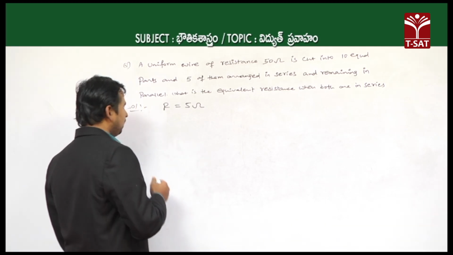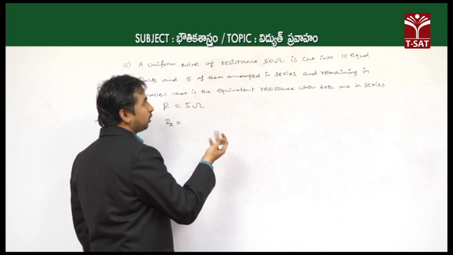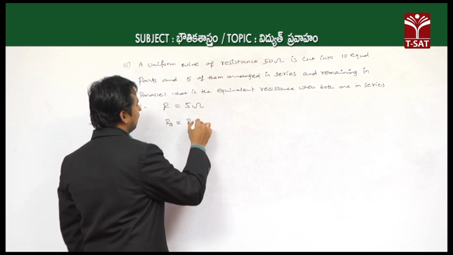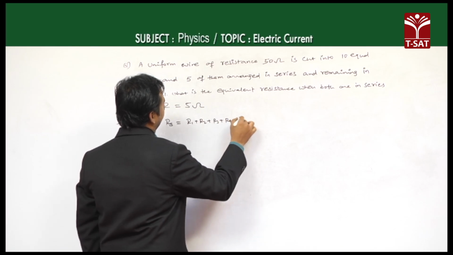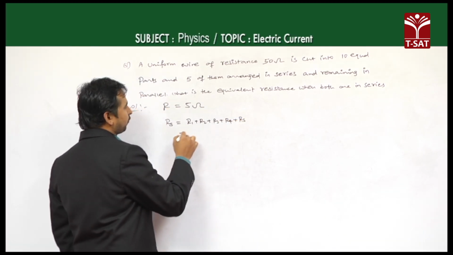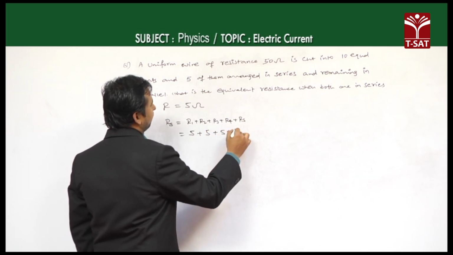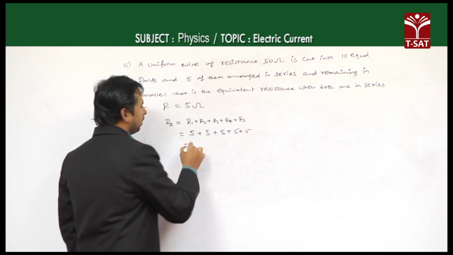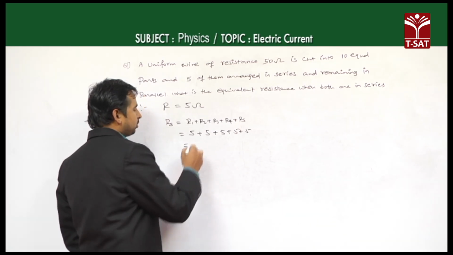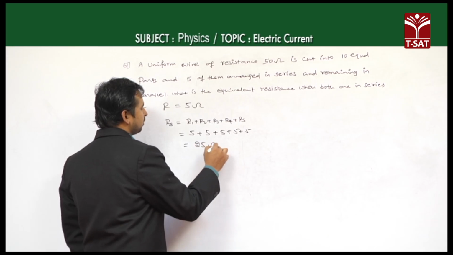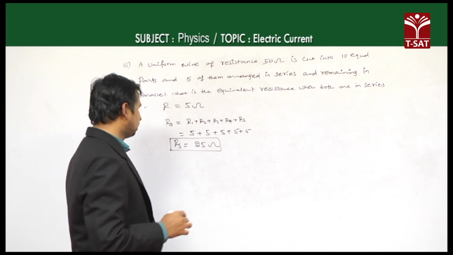First, for the series connection, as 5 are arranged in series, we have R1 plus R2 plus R3 plus R4 plus R5. In all 5 cases we have the same resistance, so it is 5 plus 5 plus 5 plus 5 plus 5, which totals 25 ohms. This is when you arrange them in series connection.